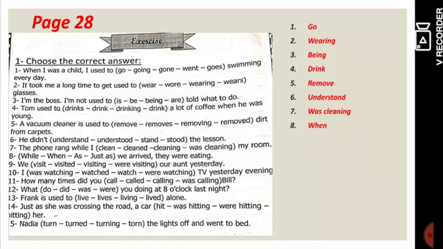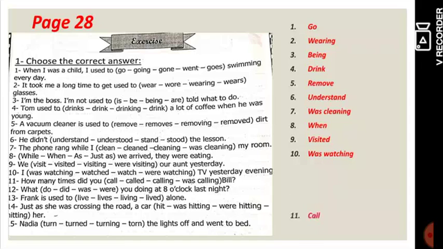Number 9. We visited our aunt yesterday. It's a simple sentence in the past, so the answer is visited. Number 10. I was watching TV yesterday evening. We have here time plus "yesterday," so the answer will be past continuous, was watching.